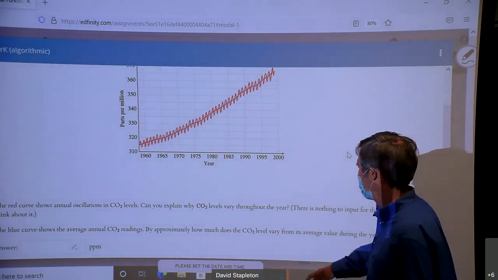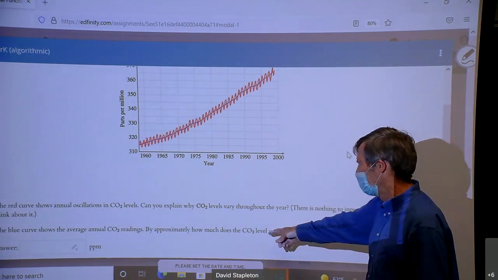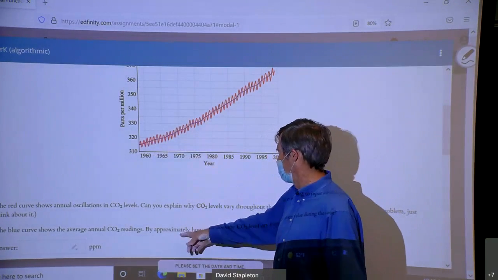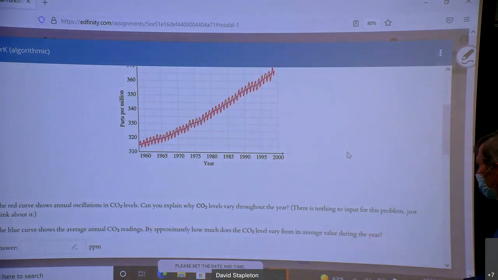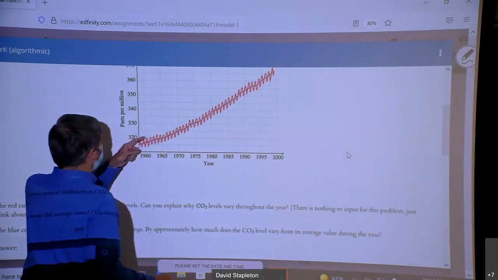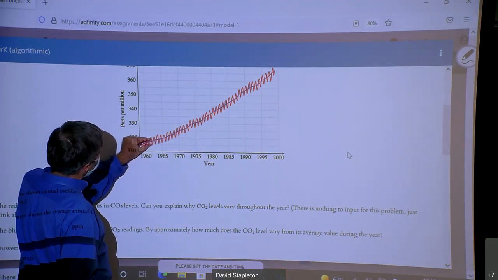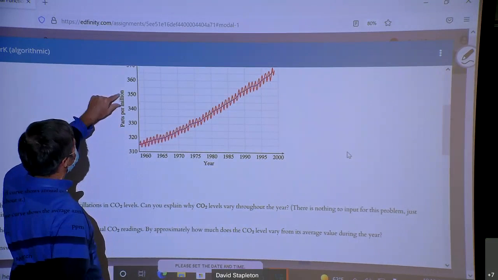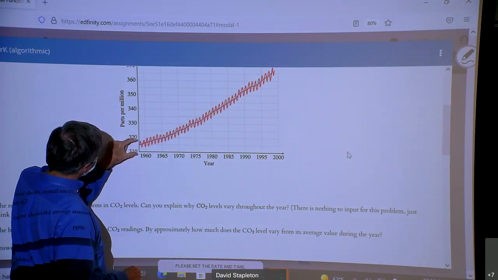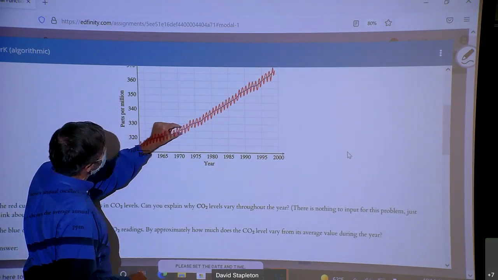First question, explain why this is just a theoretical question. There's nothing to do. The blue curve gives the average CO2 each year. So this is the average each year. By approximately how much does CO2 level vary from the average value during the year? So it will go up and down and up and down. And they're just asking you, well, it looks like it goes up about 3 and down about 3, up 3 and down 3 parts per million. ppm they put on the side for parts per million. So I mean, you look at it and say, if this is 10 and this is 5, that looks like maybe it's typically about 3 up and 3 down right there.